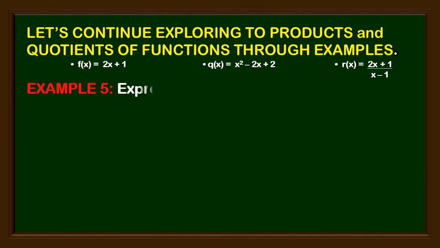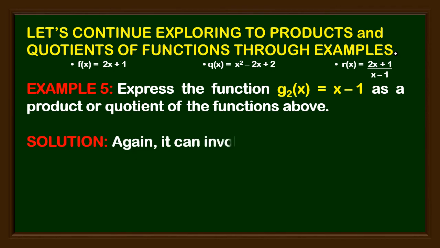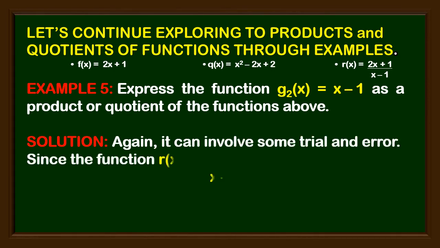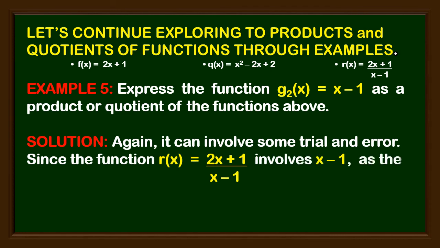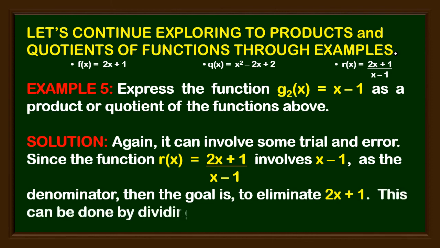Example 5. Express the function g sub 2 of x equals x minus 1 as a product or quotient of the functions above. And here's the solution. Again, it can involve some trial and error. Since the function r of x equals 2x plus 1 over x minus 1 involves x minus 1 as the denominator, then the goal is to eliminate 2x plus 1. This can be done by dividing f of x by r of x.